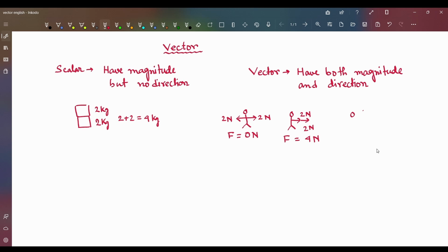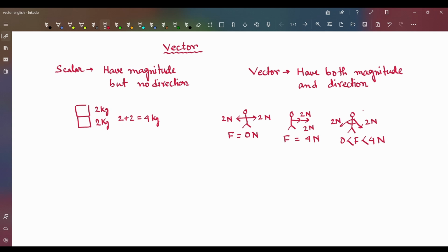In the third case, we apply force on the boy at some specific angle like this. Here the force acting on the boy is greater than 0 Newton and less than 4 Newton. Therefore, we can say that in this case, the force acting on the boy varies due to the direction.